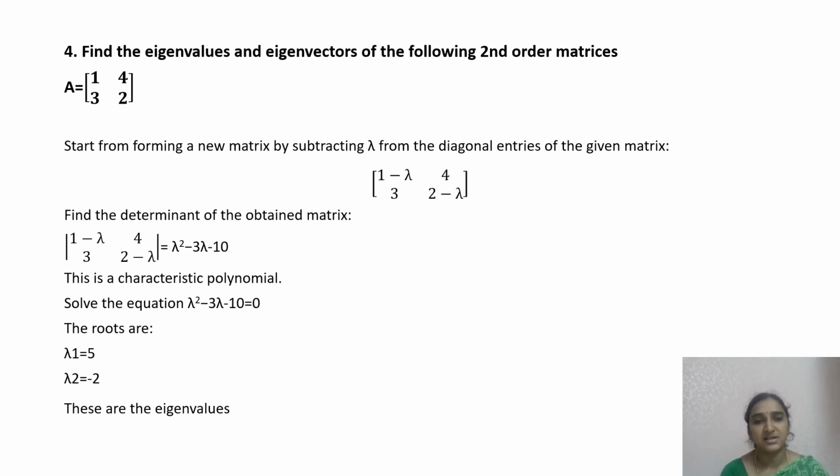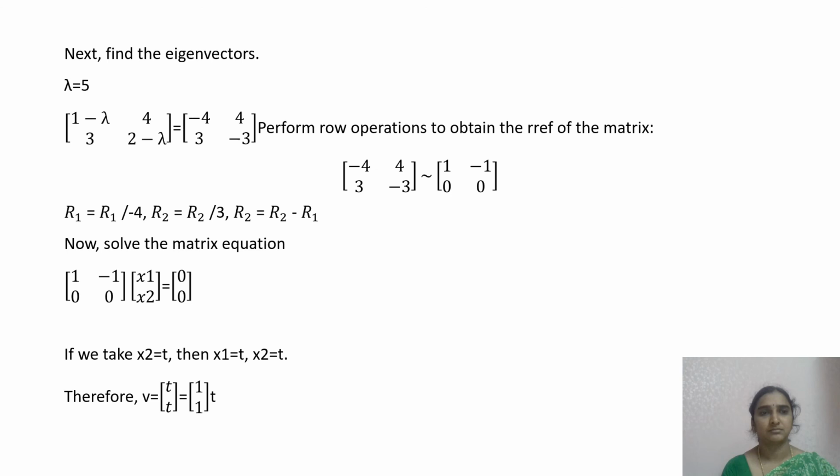This is the characteristic polynomial. Solve the equation lambda square minus 3 lambda minus 10 is equal to 0. The roots of the equation would be lambda 1 is equal to 5 and lambda 2 is equal to minus 2. These are the eigenvalues. Next, find the eigenvectors. For the eigenvalue lambda is equal to 5.